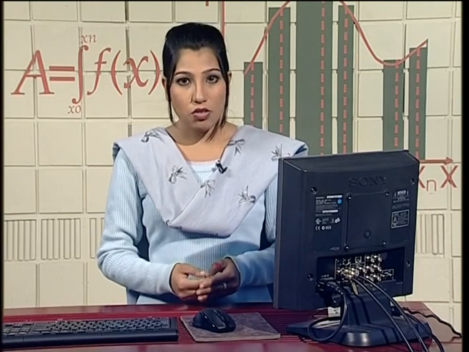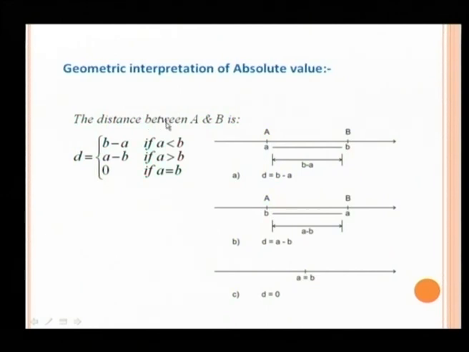Now we move to the geometric interpretation of absolute values. The notion of absolute value or modulus naturally arises in distance problems. Now the geometric interpretation of absolute value with the help of distance we can see on the screen. The distance between capital A and capital B having coordinates a and b would be considered as b minus a if a is less than b, and distance is equal to a minus b if a is greater than b, and distance is equal to 0 if a is equal to b.